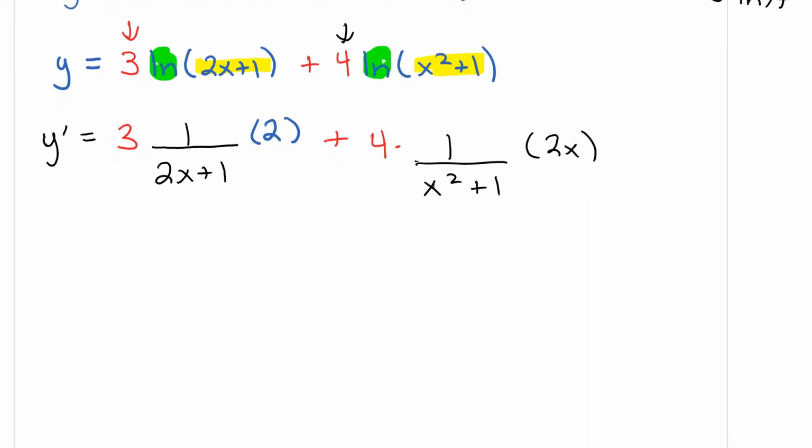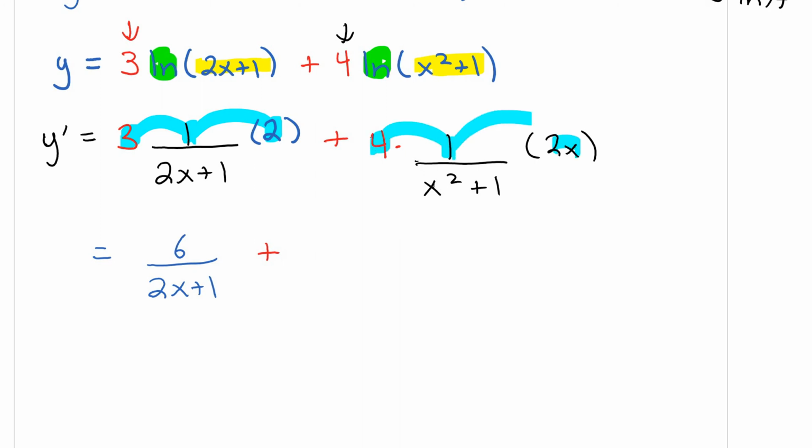Now we're almost done here. Now we just need to simplify this. So 2 times 1 times 3, well that's just going to be 6. So this will be 6 over 2x plus 1, plus. And then if I take 2x times 1 times 4, that's going to be 8x. So this will be plus 8x all over x squared plus 1, and that's my final answer as my derivative.